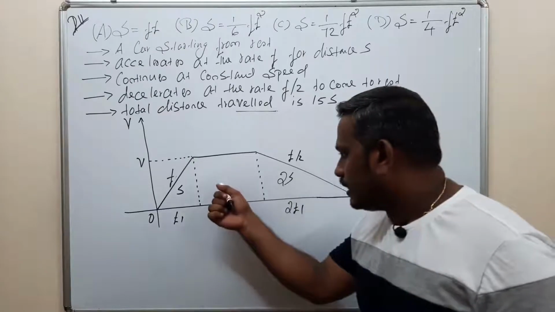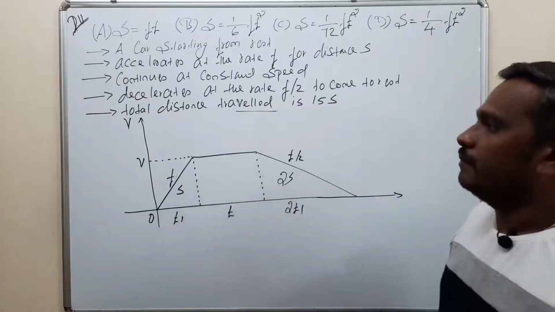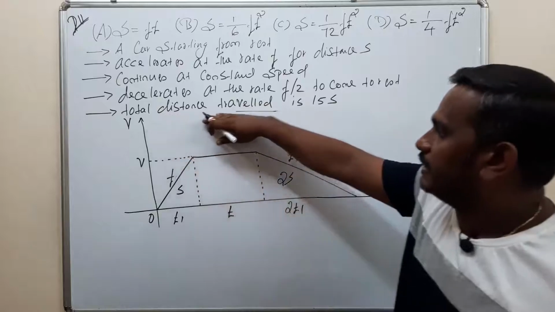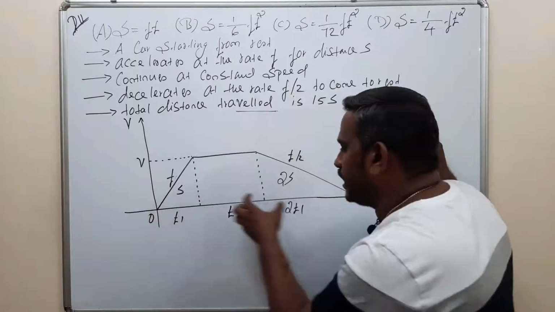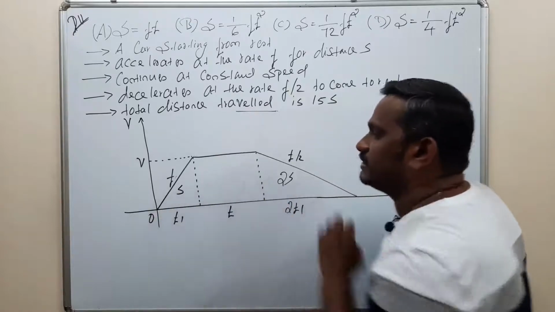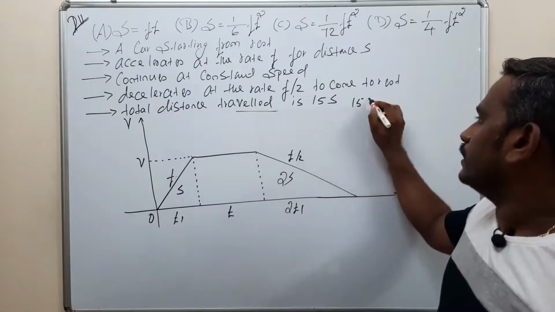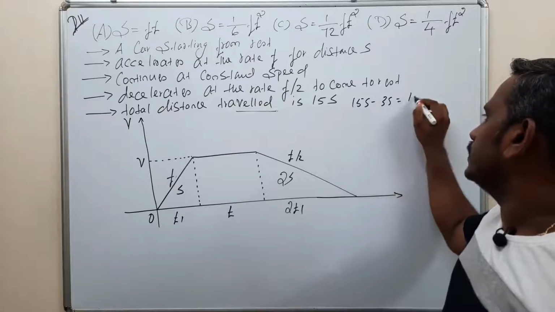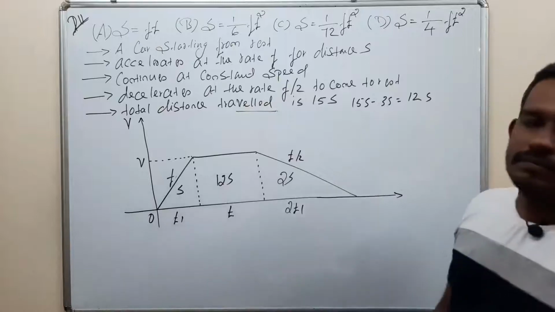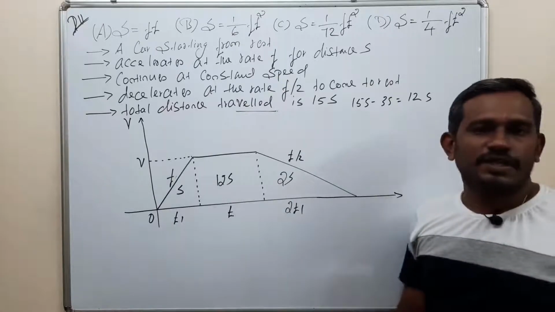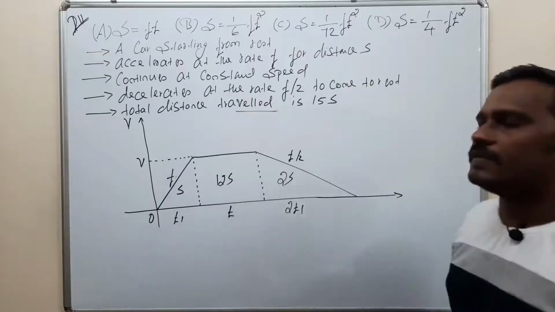So what is the distance traveled by the car with a constant speed? The total distance traveled is given as 15s. In accelerated motion and decelerated motion the car has traveled 3s, so 15s minus 3s equals 12s. So the car has moved a distance of 12s with the constant speed. Clear?